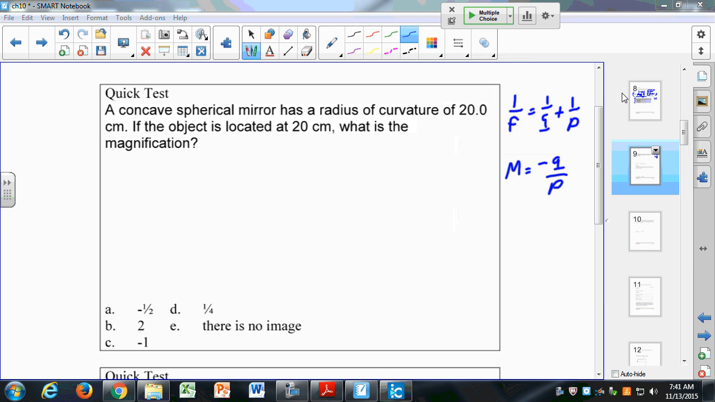Remember, your concave mirror has a positive focal length. If it was a convex mirror, it would have a negative focal length. But my concave mirror does have a positive focal length. Remember, the radius of curvature isn't the focal length, but you can get your focal length from it. That radius of curvature is the radius of the sphere from which that mirror has been cut. Let me start this.